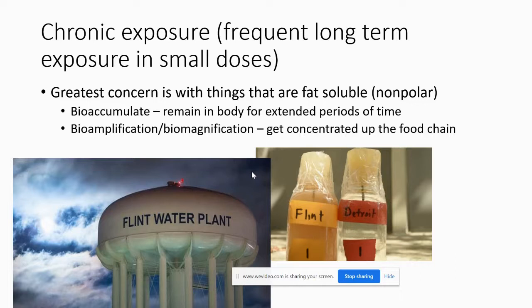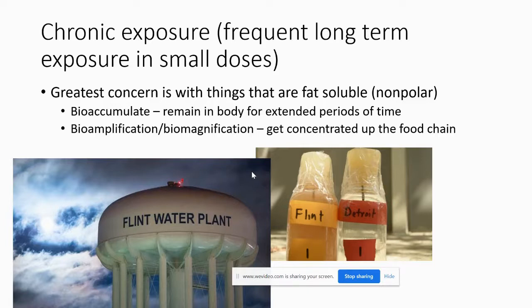Chronic exposure is frequent long-term exposure in small doses. This is the greatest concern with things that are fat soluble. It's why solubility is an issue. Bioaccumulate means once it's in your body, it's in there for extended periods of time. Bioamplification, or biomagnification, means it gets concentrated up the food chain.